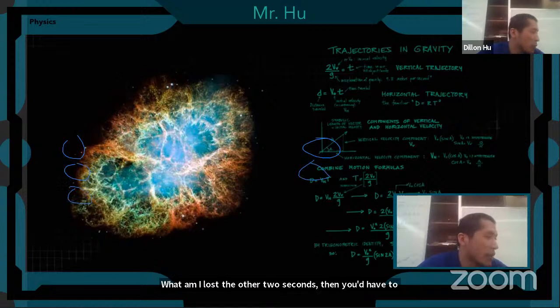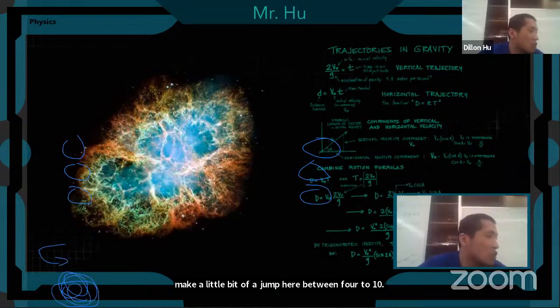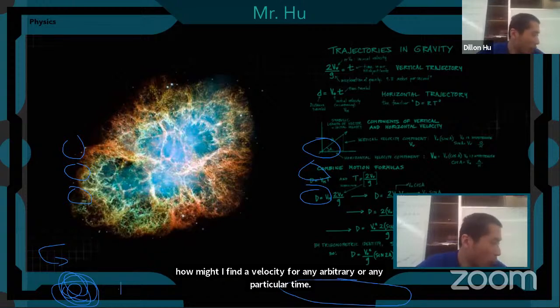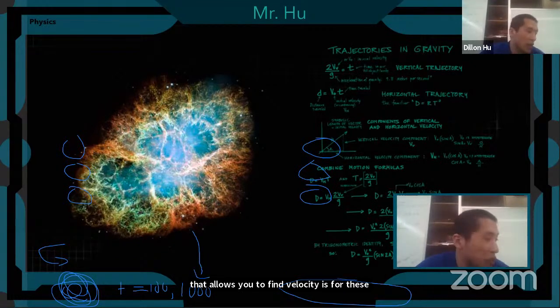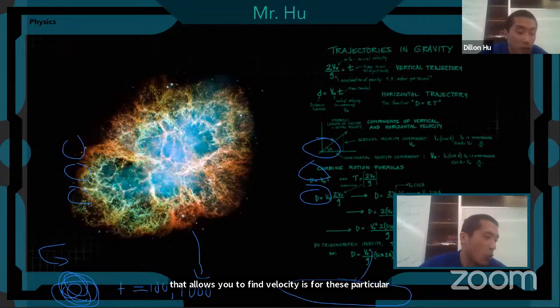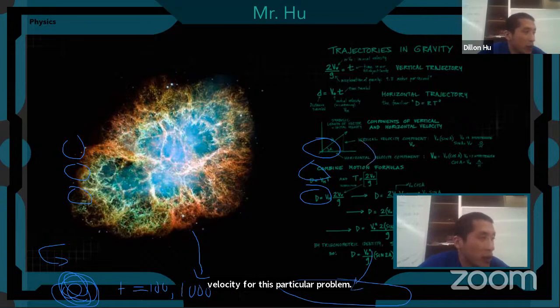Then you're going to have to make a little bit of a jump between 4 and 10. And last but not least, the most important one, the hardest one, is I want you to write a general formula for velocity for this particular problem. How might I find the velocity for any particular time? For example, what if I want to find my velocity if time is equal to 100 or 1,000? You may not want to do it one by one. You might want to write a formula that allows you to find velocities for these times. That's your goal here. A hint I can give you is that you're going to notice a trend that goes on and on.